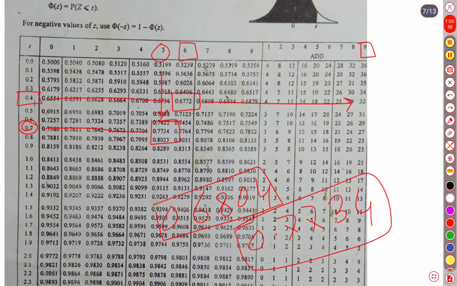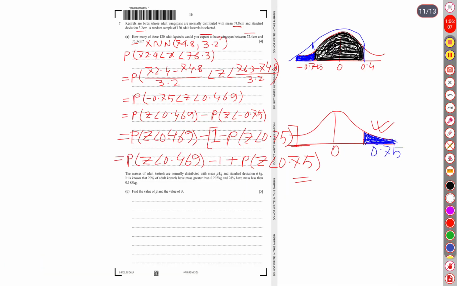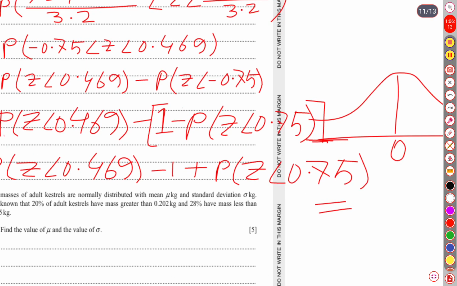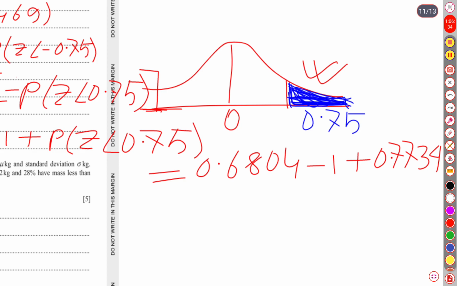Let us insert these values. The first one is 0.6804, second one is 0.7734. Let us go back to our page. The first probability was 0.6804, then minus 1 plus the third one, 0.7734. If we use our calculator, we will get 0.4538.